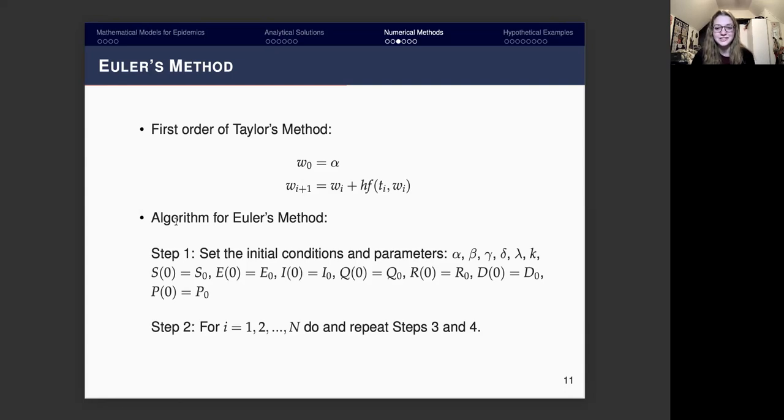Okay, so our algorithm for Euler's method is as follows. We set the initial conditions and parameters. So we have all 6 of our parameters here and all 7 of our populations. And S of 0 is just time is 0. So we just have our initial populations here. And for the next step, we just repeat the next 2 steps, steps 3 and 4, for our number of iterations that we do, which is n.